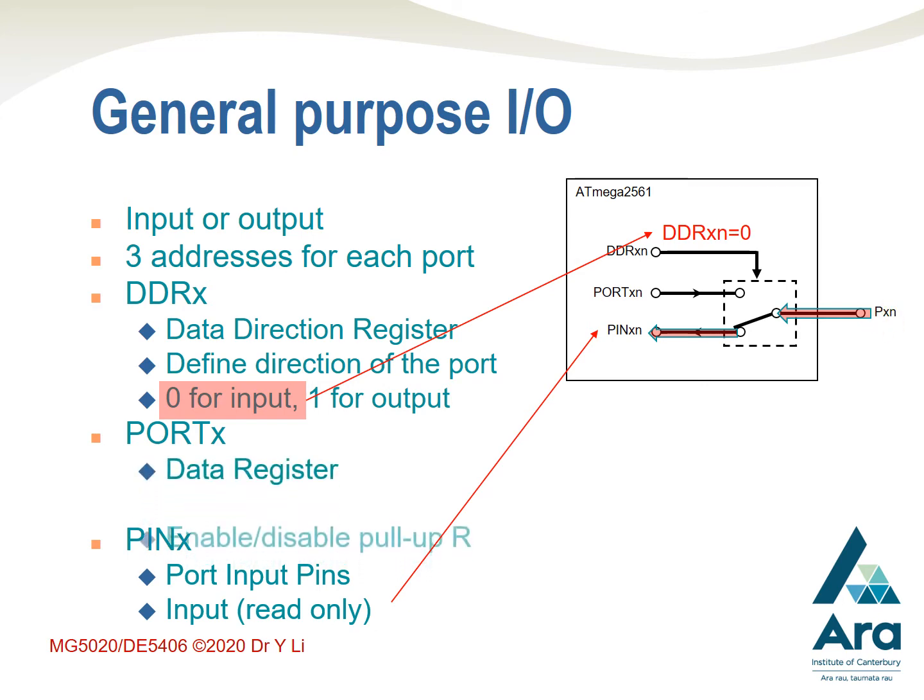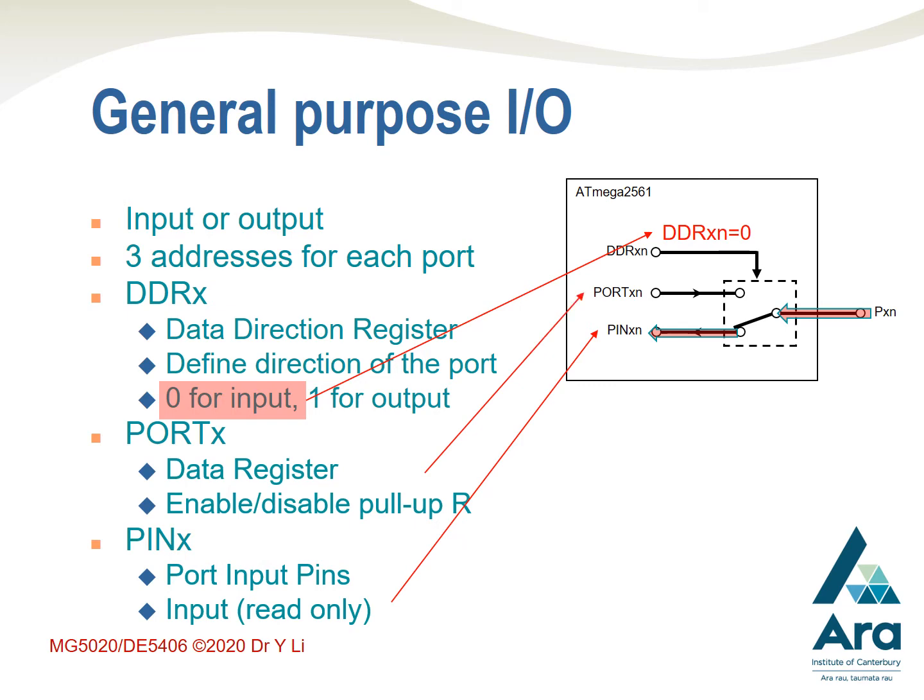When we have defined the pin as input, then we can use PORTX to enable the pull-up resistor or disable it. So the value 0 would disable the pull-up and 1 enables the pull-up resistor.